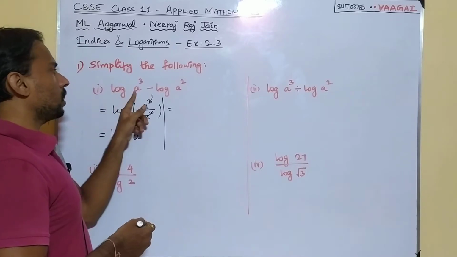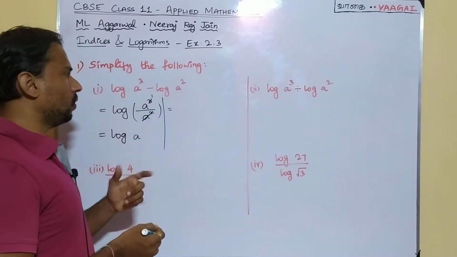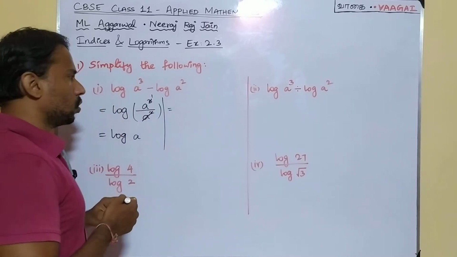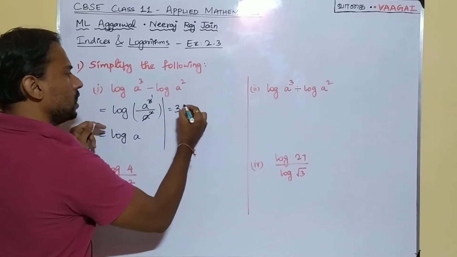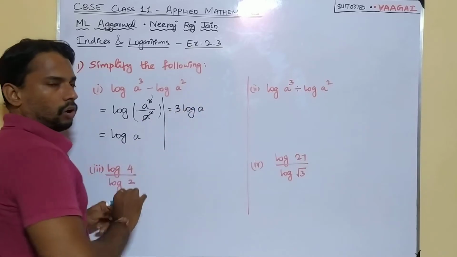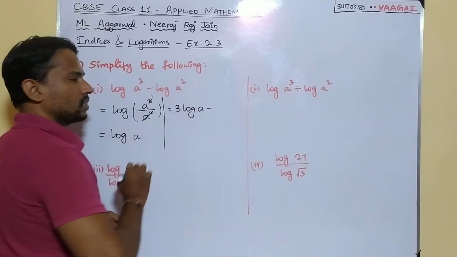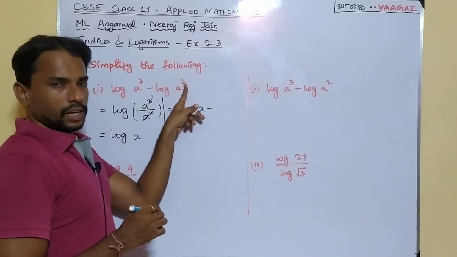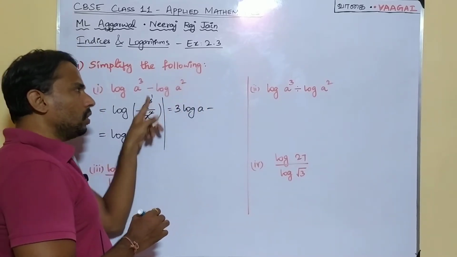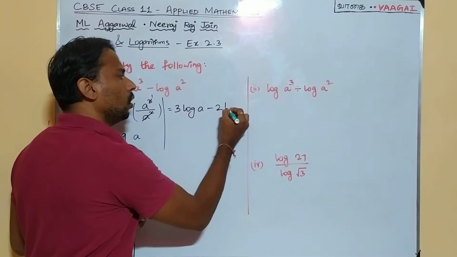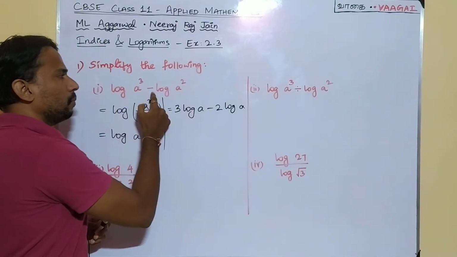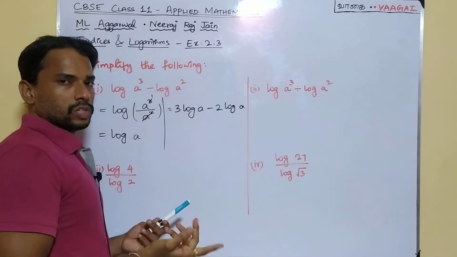For example, log a power 3. I can bring this 3 to the front, so this becomes 3 log a. Minus, we'll have the same minus here, and log a square. Here the power is 2, and the power 2 will come to the front, so it becomes 2 log a. I hope you are able to understand this. So this becomes 3 log a minus 2 log a.